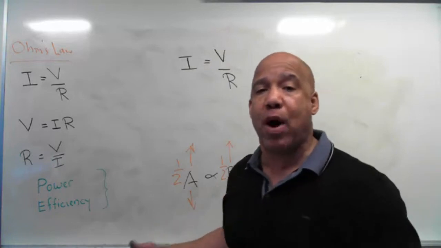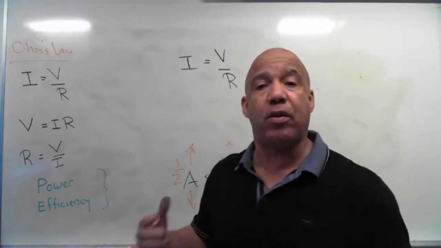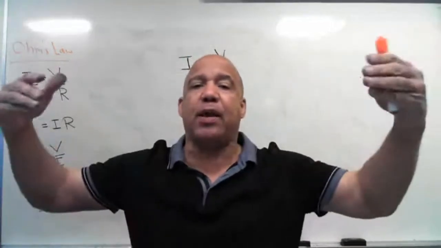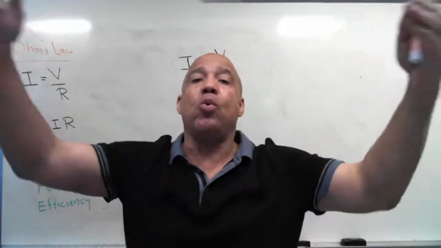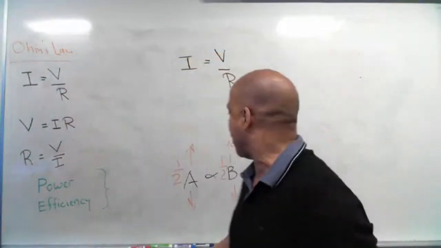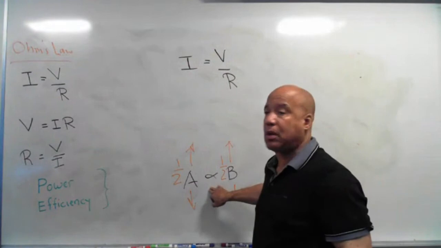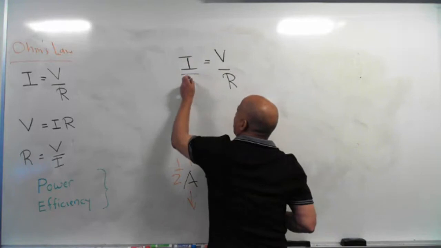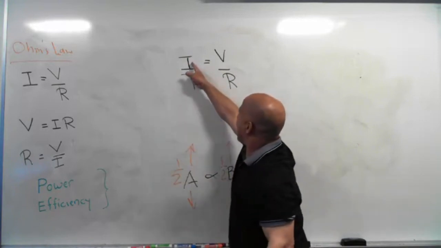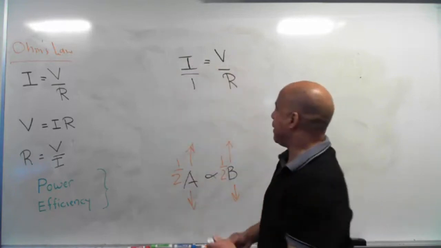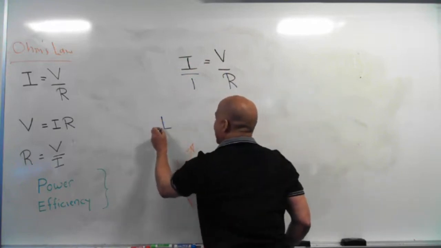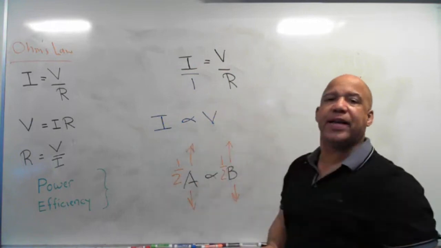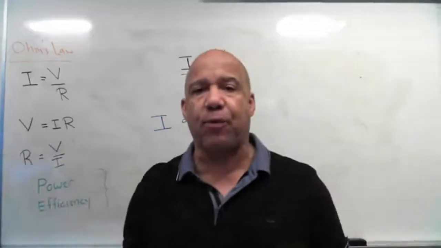Now, how do you know when two quantities are directly proportional? The way you know it is by looking at the equation. If both quantities on the left and right side of the equal sign are both in the numerator, or if they're both in the denominator, then we say that they're directly related or directly proportional. So in this equation right here, if I write this left side as a fraction, I see that I and V are both in the numerator. That means I can write I is directly proportional to V. And so the relationship between I and V is a direct relationship.